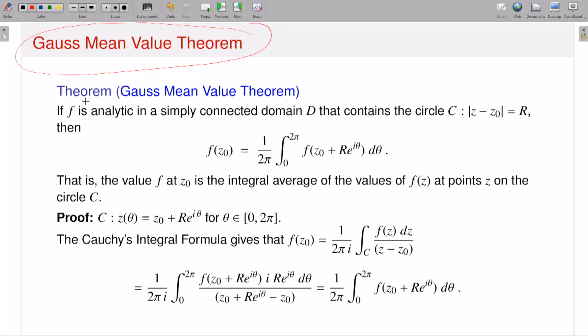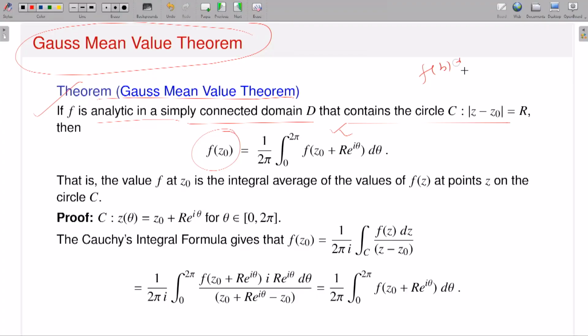Similarly, you have the Gauss mean value theorem. If f is analytic in a simply connected domain which contains your circle, then the value of the function at the interior point, I can average it out. Think about your real analysis: suppose your function f is continuous on the closed interval [a, b] and differentiable on the open interval (a, b), then f(b) minus f(a) divided by b minus a is f prime of xi, where xi is in the open interval a to b.